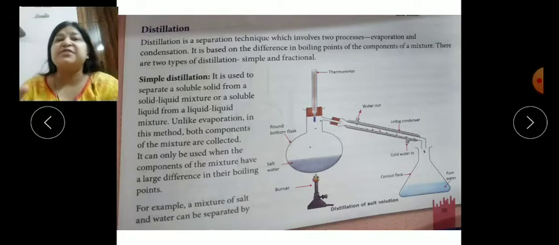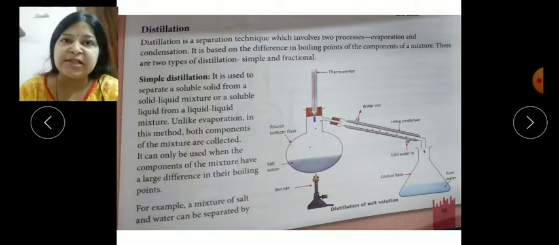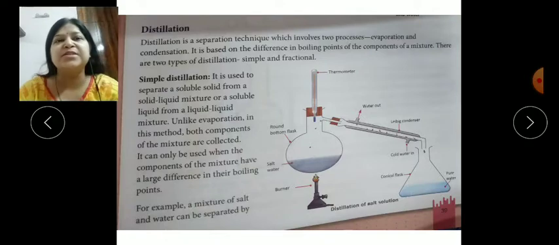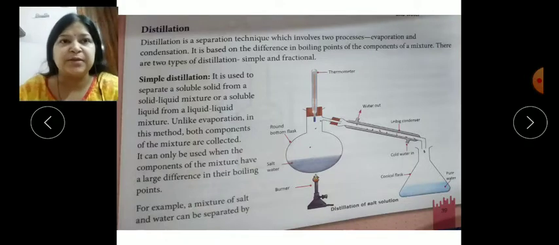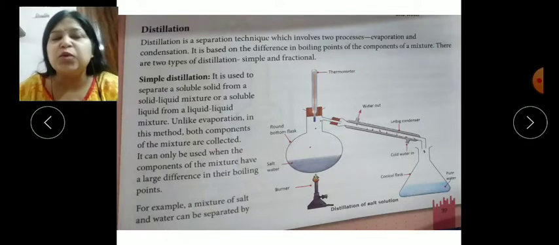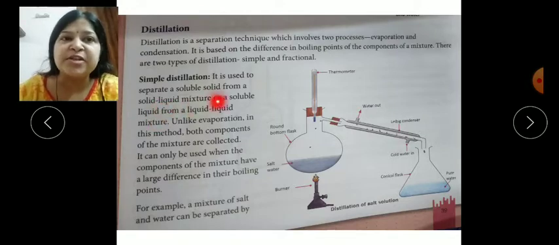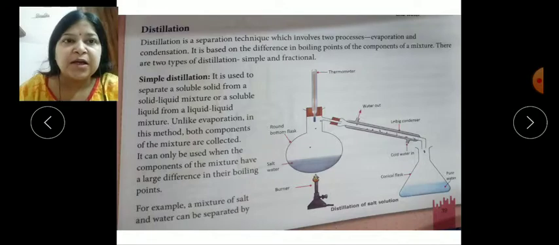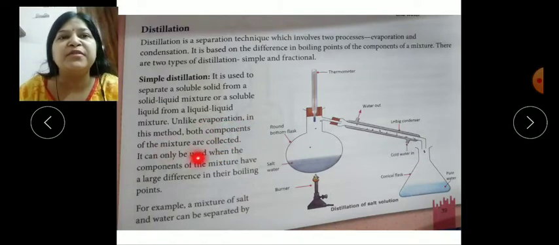I explained that in the evaporation method, but for separating salt and water we can also use the simple distillation method. Through this we can use a soluble solid mixture and a liquid mixture which is miscible, not immiscible. And unlike evaporation, in this method both components of the mixture are collected.